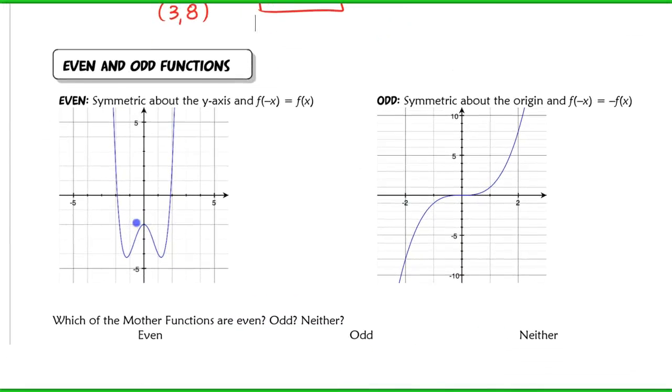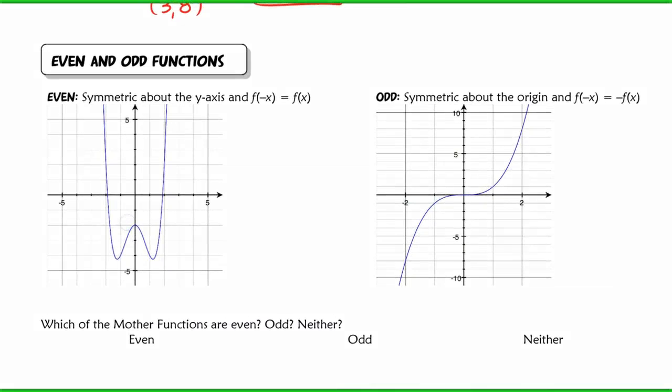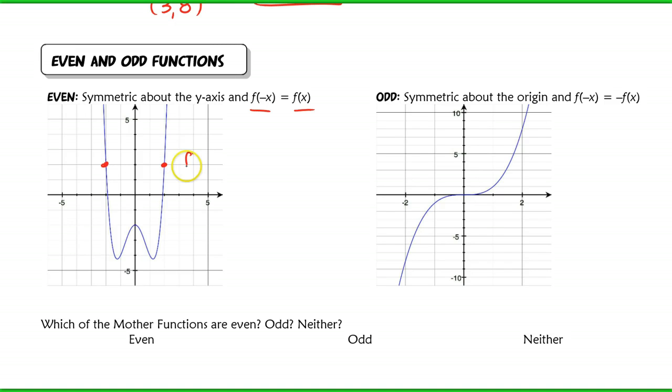Alright, last but not least, I want to discuss even and odd functions again, just to hammer this home with you. When something is symmetric about the y-axis, then this must be true for every point. When you input f of negative x, you get the same y output as f of x. So this point here, f of 2 is equivalent to f of negative 2. They are at the same exact y output.